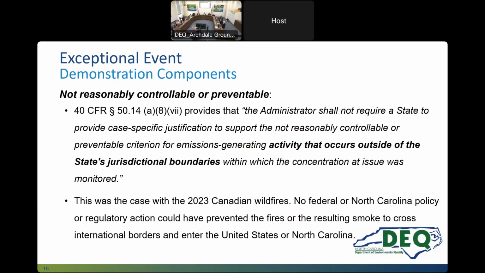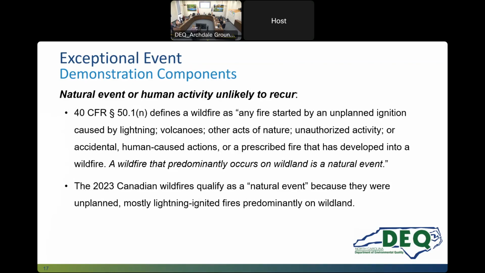After that, the next requirement was to show that the emissions were not reasonably controllable or preventable. We utilized this section of the EE rule that states that a state does not have to provide case-specific justification if the emissions generating activity occurs outside of our jurisdictional boundaries. So basically, since the fires originated in Canada, there was no regulatory action or policy that we could have implemented to prevent that smoke from crossing international boundaries. So that criterion was met.